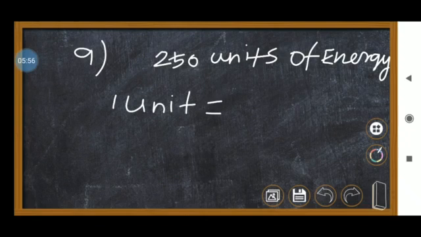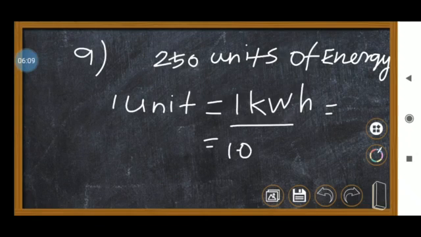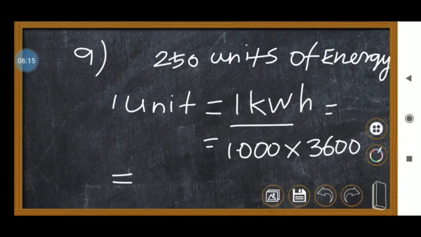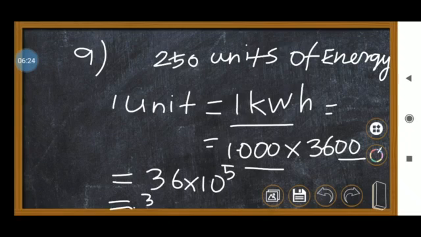So 1 unit of energy means, we know that 1 unit is nothing but 1 kilowatt hour. This is the commercial unit of energy, so 1 kilowatt hour. We have to convert it in terms of joule. So 1 kilowatt equals 1000 watt, and 1 hour equals 3600 second. Converting in terms of joule, 36 into 10 power 5, otherwise 3.6 into 10 power 6 joule.